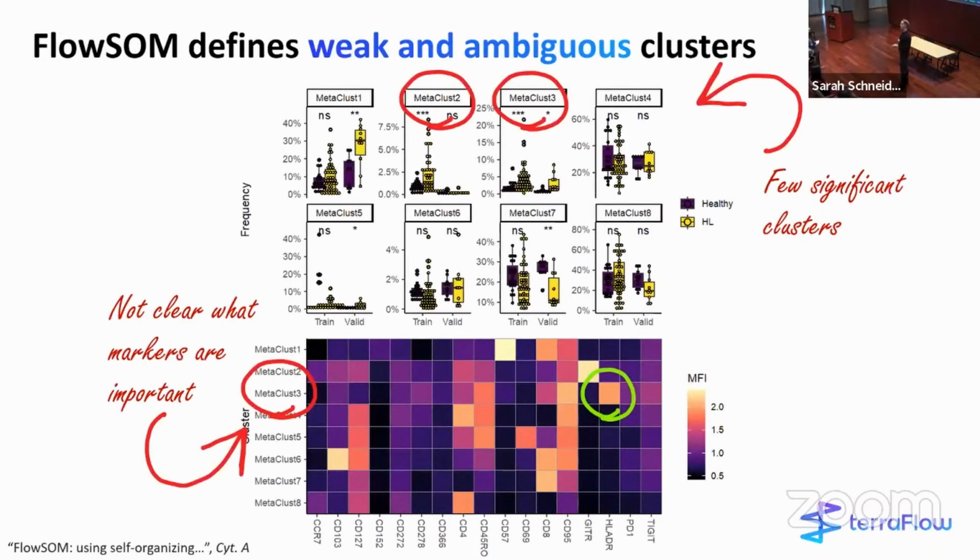The first thing we tried was a popular clustering algorithm called FlowSOM. Now, we see that in FlowSOM, only 2 clusters correlate to disease, and of those, only one of them, MetaClust3, validates to new data. The other piece we see is that these clusters are somewhat difficult to describe. So for example, I can see that MetaClust3 has elevated levels of HLA-DR, but it's not clear to me if HLA-DR is sufficient to capture that population, or if you actually need 2, 3, 4, maybe all 30 proteins to really recapitulate this phenotype.